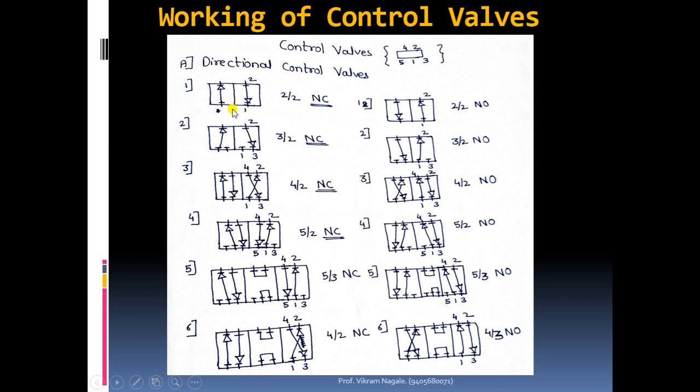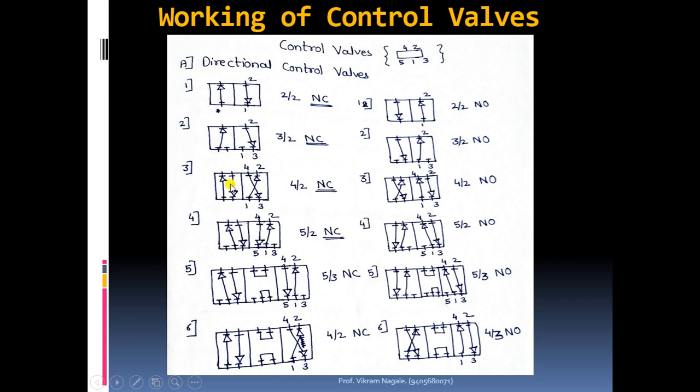So only two ports, so it's 2, and two positions, so the second 2. 3 by 2 means 3 ports in one block and total 2 positions, left and right side. That is what it's off and on, or we can say closed and open. Two positions are there, so it's 3 by 2. Then four ports are there in one block, and such two positions are there. This is closed, this is open.